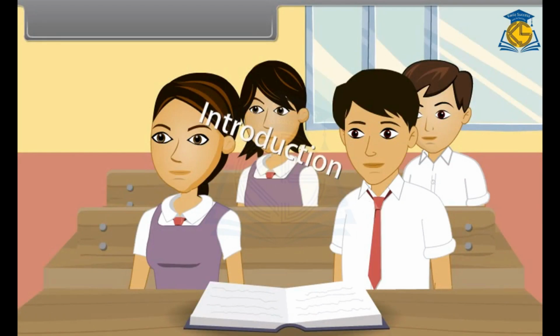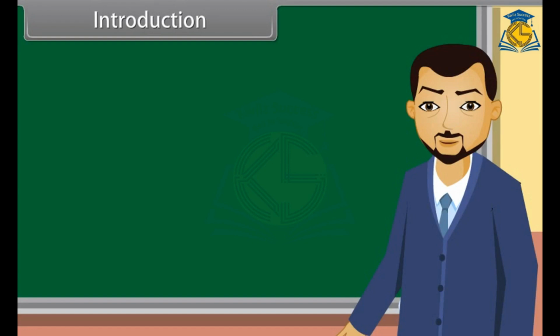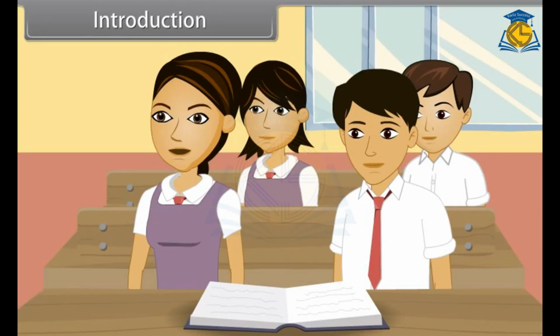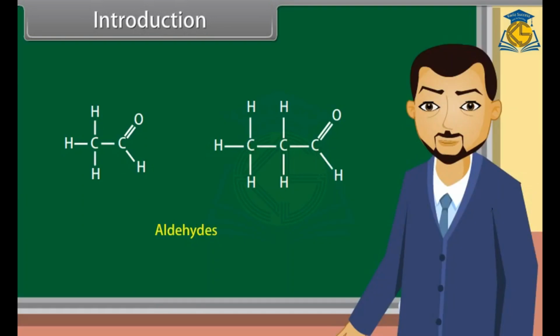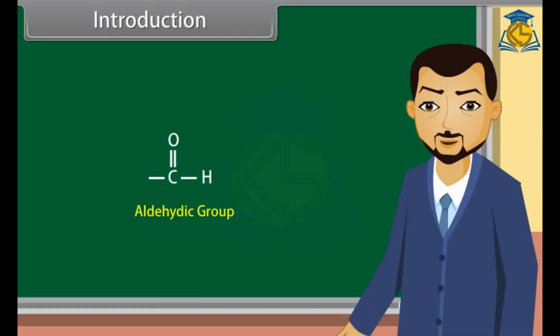Introduction. Good morning, teacher. Good morning, students. Today we will learn about aldehydes, ketones and carboxylic acids. Teacher, what are aldehydes? Aldehydes are the organic compounds containing the aldehydic group at the end of a hydrocarbon chain. What is aldehydic group, teacher? Aldehydic group is a functional group defined as CHO.